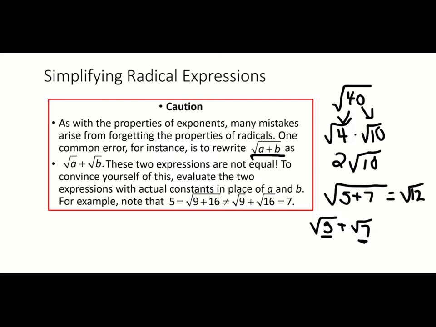So this problem, the square root of 5 plus 7, all under one radical, is different, and you would get a different answer if you tried it on your calculator than the square root of 5 plus the square root of 7. So just remember those two are totally separate, and you can't break up an addition problem underneath a radical.